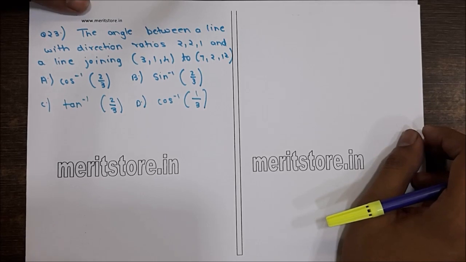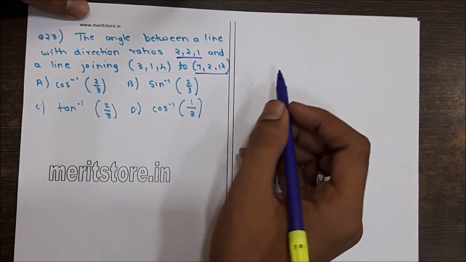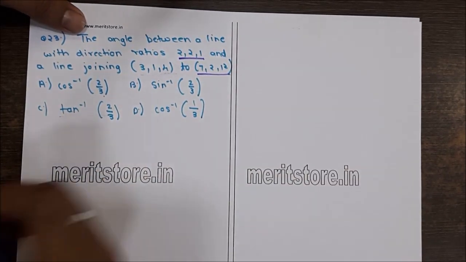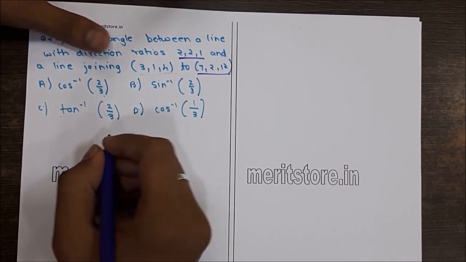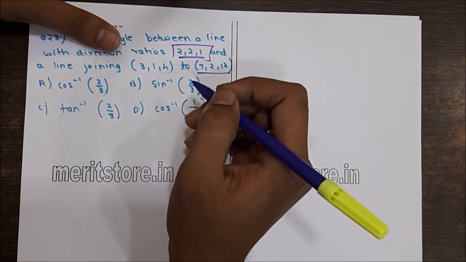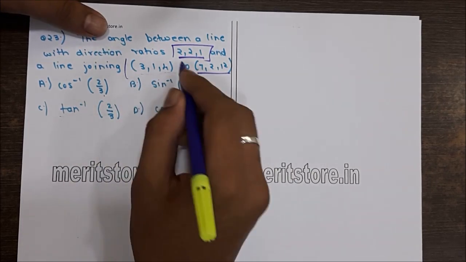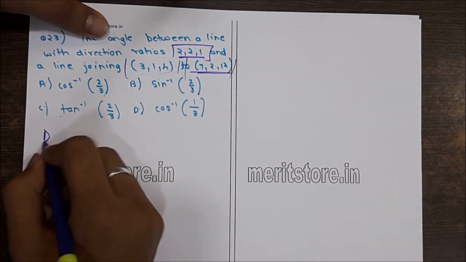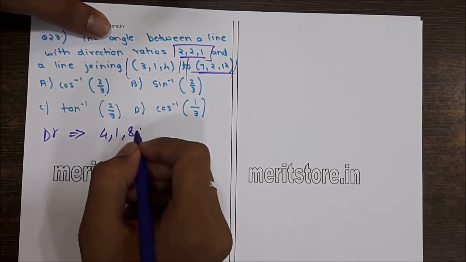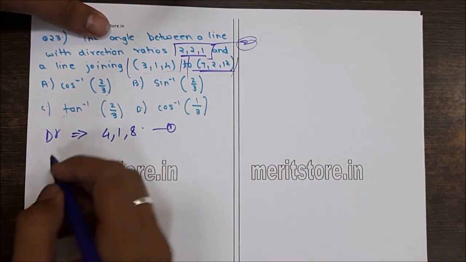The angle between a line with direction ratios 2, 2, 1 and a line joining the points 3, 1, 4 and 7, 2, 12 would be cos inverse 2 by 3, sin inverse 2 by 3, tan inverse 2 by 3 or cos inverse 1 by 3. So the direction ratios are 2, 2 and 1. And direction ratios for this would be 4, 1 and 8. So we have the two direction ratios with us. This is 1 and this is 2.